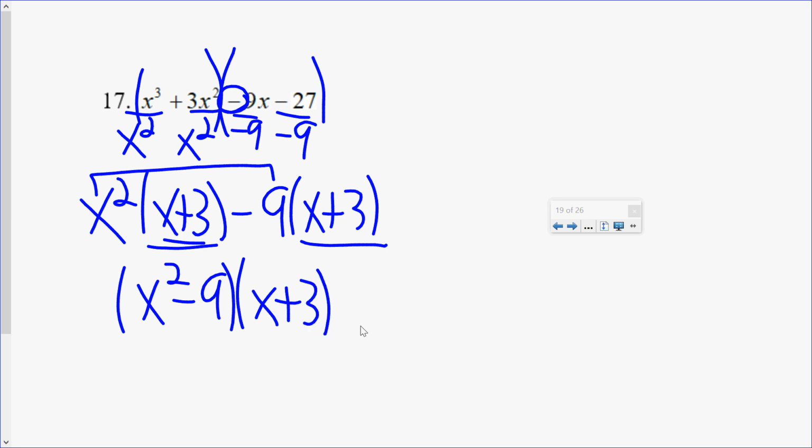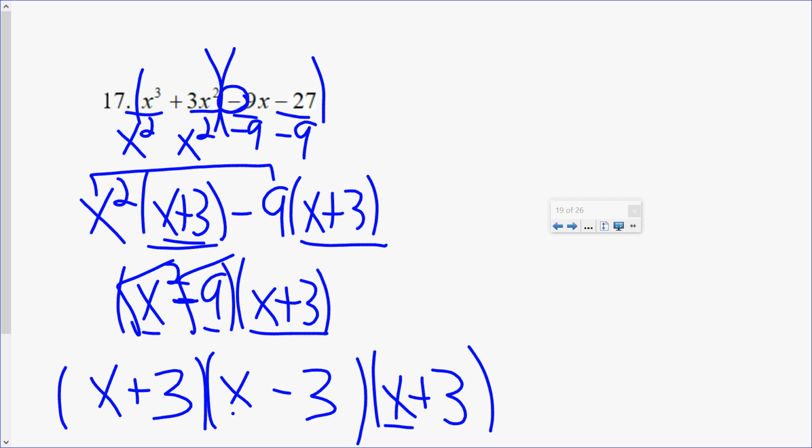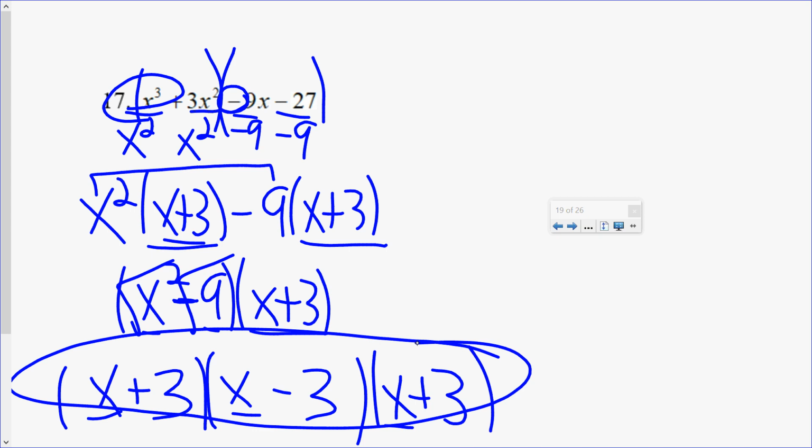Can I factor any further? Often with grouping, you'll be able to do dots. And in this case, yes, I see subtraction. I see 2 perfect squares. So 2 sets of parentheses, plus and minus, square root of each. Square root of x squared is x. Square root of 9 is 3. This x plus 3 comes down. I can do a quick check. X, and x is x to the third. That's my answer.